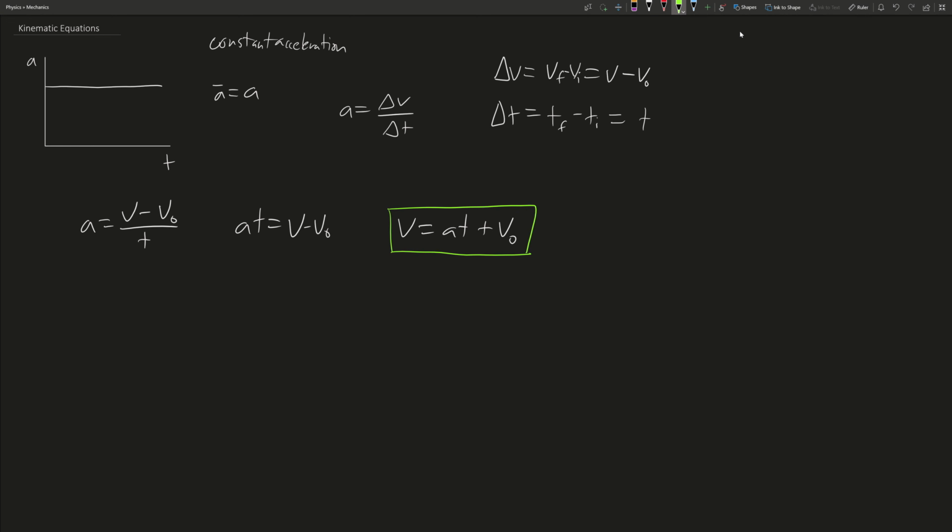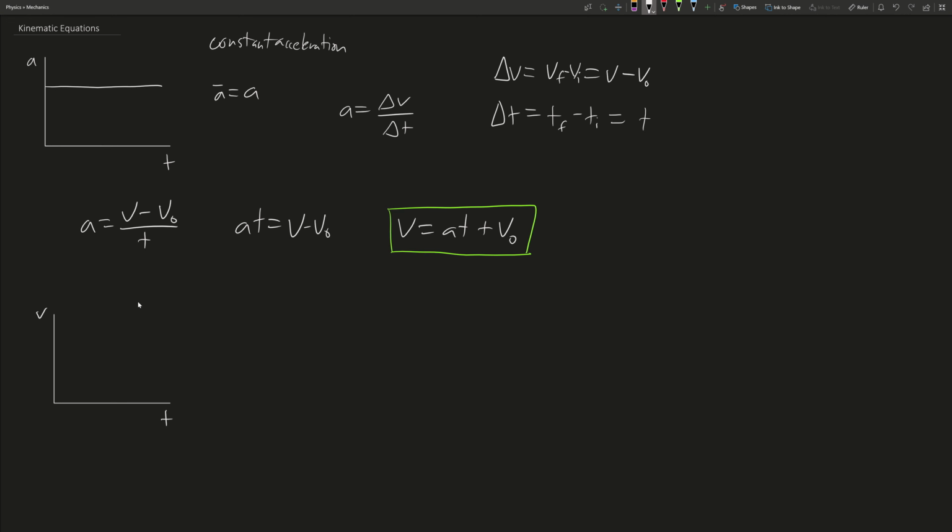Next, we will look at a velocity versus time graph to derive our second kinematic equation. So on a velocity versus time graph, velocity is on the y-axis and time is on the x-axis. And since acceleration is constant, as we can see here, a change in velocity over change in time is just the same as rise over run or change in y over change in x, which is the slope of the graph. So for constant acceleration, that means the slope of this graph is constant.